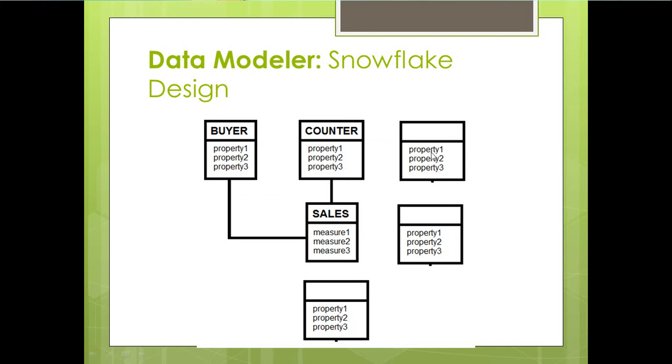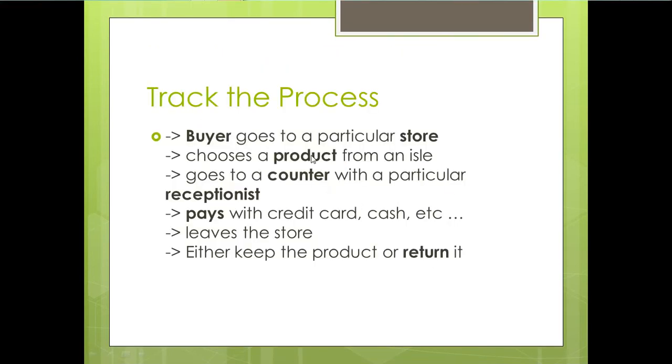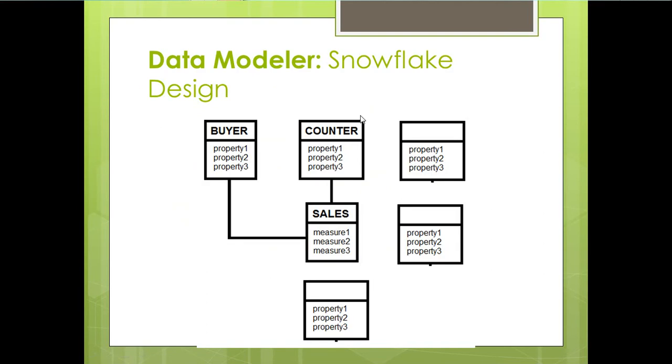Over here, I left empty dimensions. These are entailing the other dimensions I mentioned on the previous page, like product, receptionist, payment, anything in the bold. So this is the Snowflake schema, and a property of the Snowflake schema is that the fact table is always directly connected to the dimension.